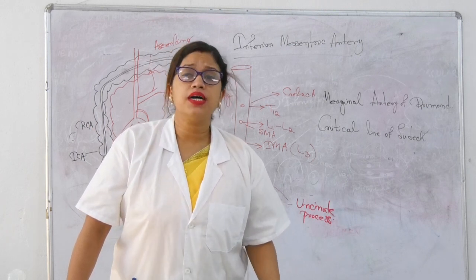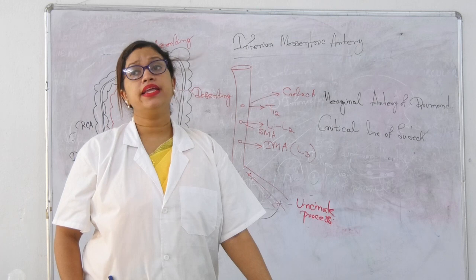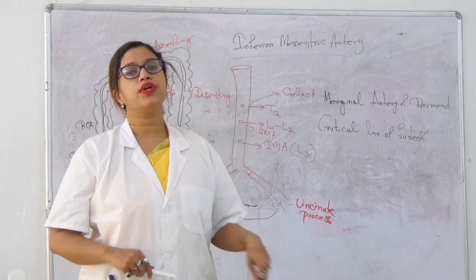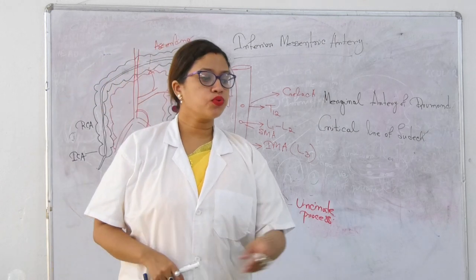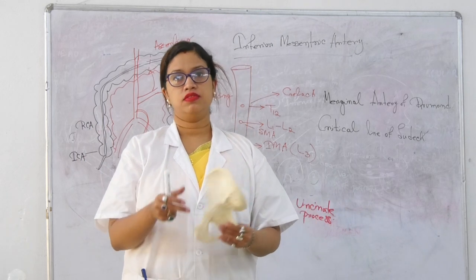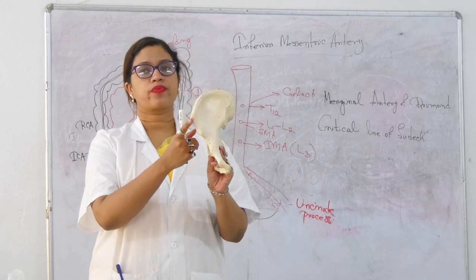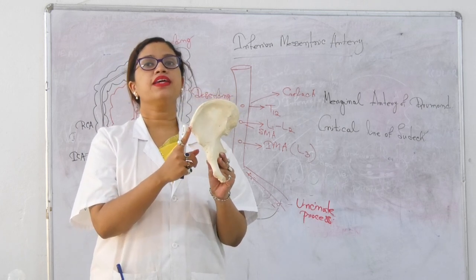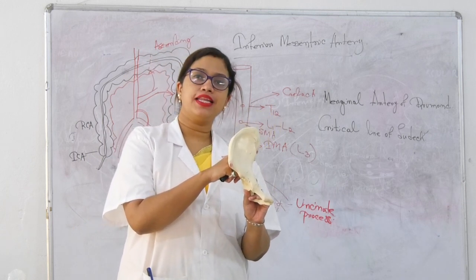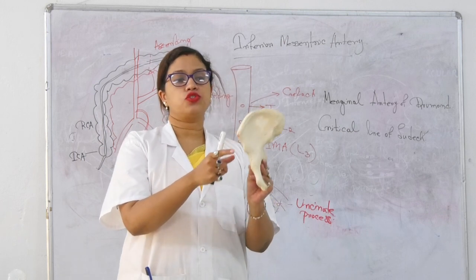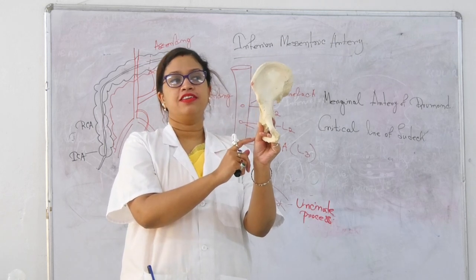Which one is transtubercular? Tubercle means which tubercle you are saying about? Iliac tubercle. So it would be present at which level? So which one is the iliac tubercle here? What is this? This one is ASIS, anterior superior iliac spine. This one is the posterior superior iliac spine. Okay, what is this? Iliac crest. So which one is the iliac tubercle? This one, right? Which one?